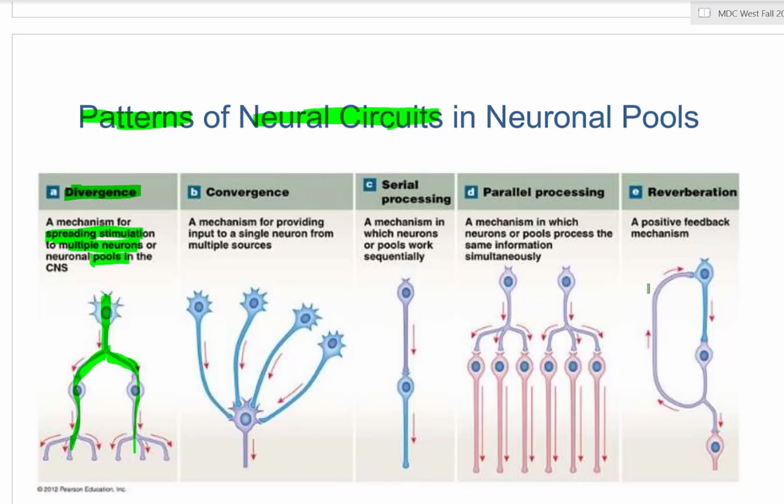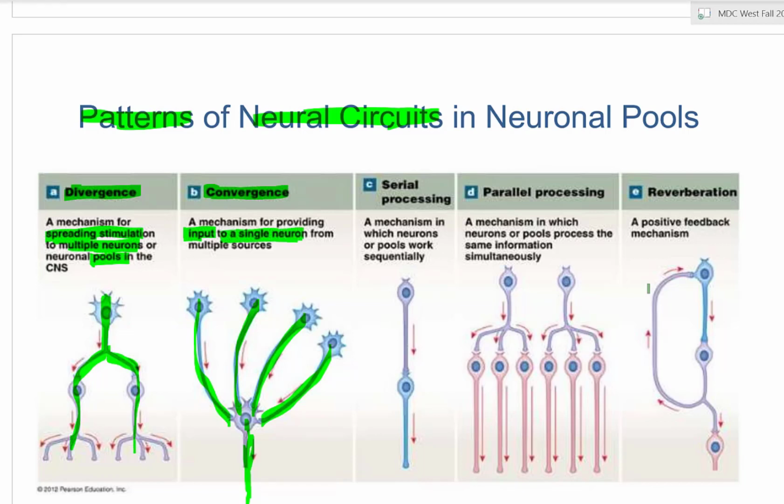Convergence, what does that mean? Converging means it's coming into one. So you can have multiple areas picking up pain, temperature, or proprioception, right? Converging into one single neuron that sends the information all the way into the brain, right? So you have neuron 1, neuron 2, neuron 3, and neuron 4 into a single neuron that takes the impulse all the way out. So that is an input into a single neuron from multiple sources.